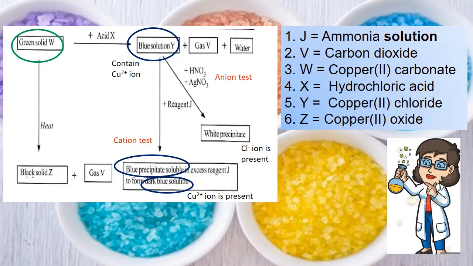Therefore, reagent J is ammonia solution and blue solution Y is copper 2 chloride. Acid X is hydrochloric acid. Gas V is carbon dioxide. When green solid W is heated, black solid Z is formed. Black solid Z is copper 2 oxide.